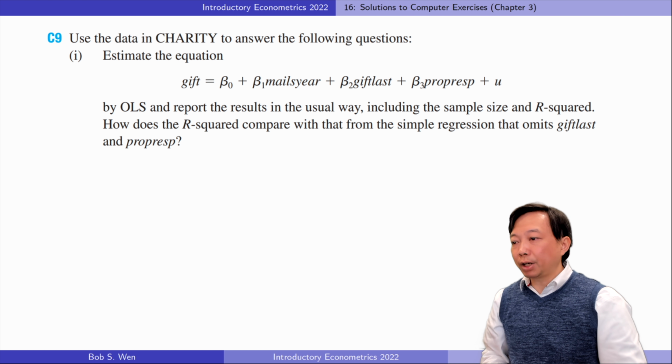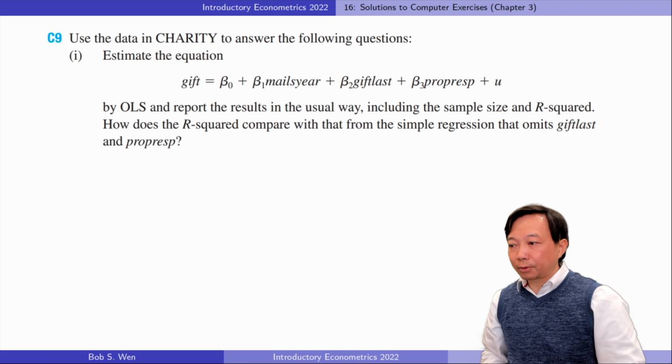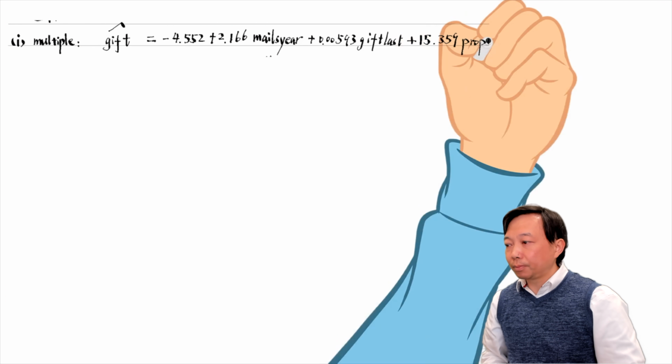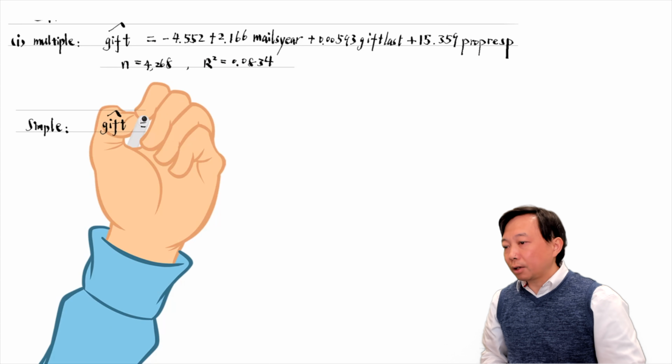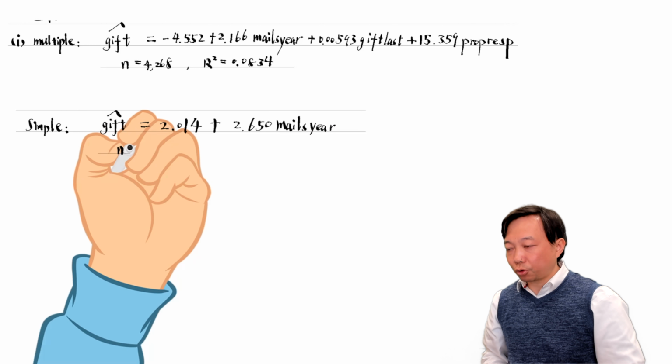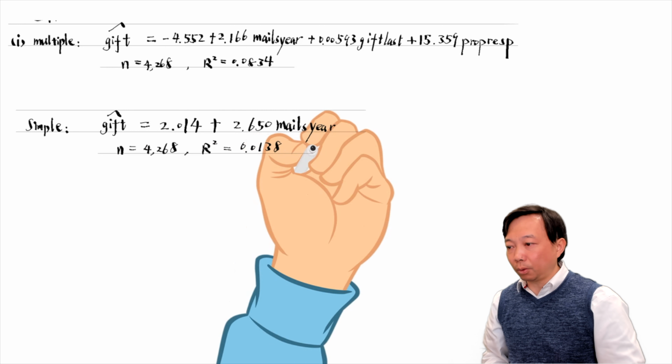Let's do computer exercise 9. The OLS estimation equation is as follows. The R-squared is 0.0834. The R-squared in the simple regression is 0.0138. The two regressions have the same sample size. More explanatory variables lead to a higher R-squared.